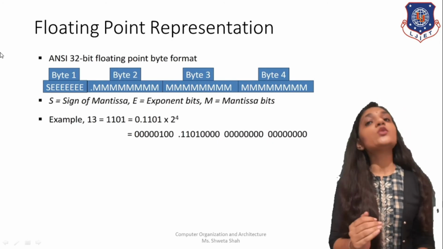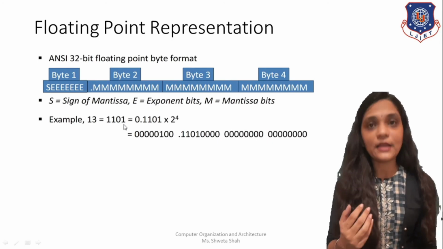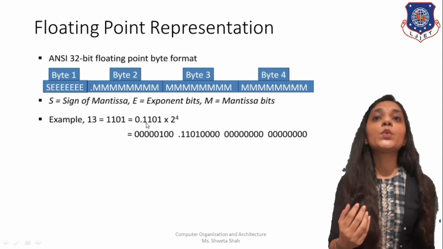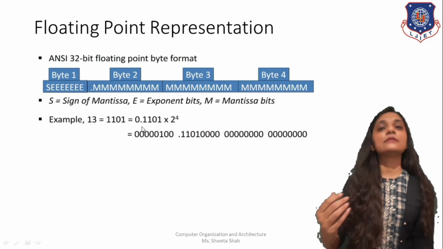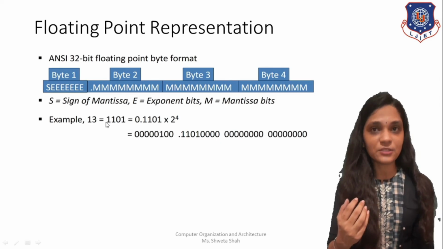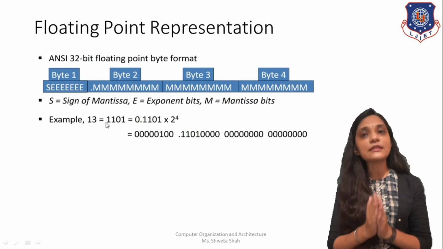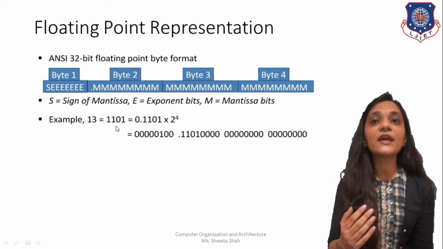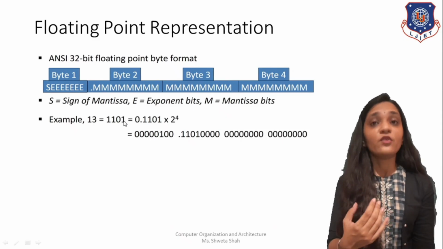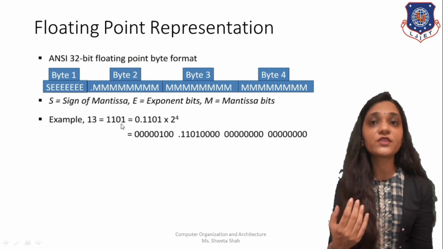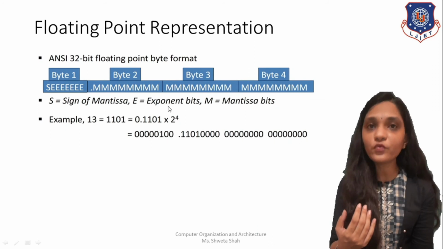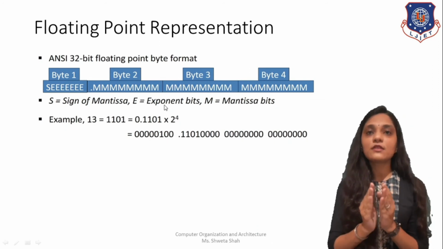Next, we will normalize this because it is not in normalized form. To normalize it, we require the 1 at the rightmost position, or you can say we shift the binary point to this position. To shift the binary point, we multiply the number by its base raised to a power. How many times have we shifted the binary point? We have shifted it 4 times. So we multiply by 2 raised to 4, so our number remains as it is.